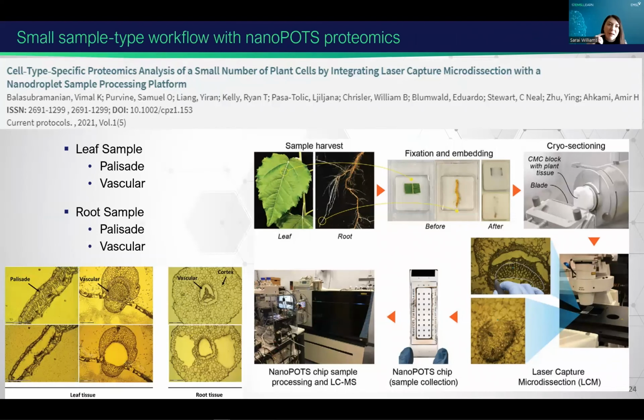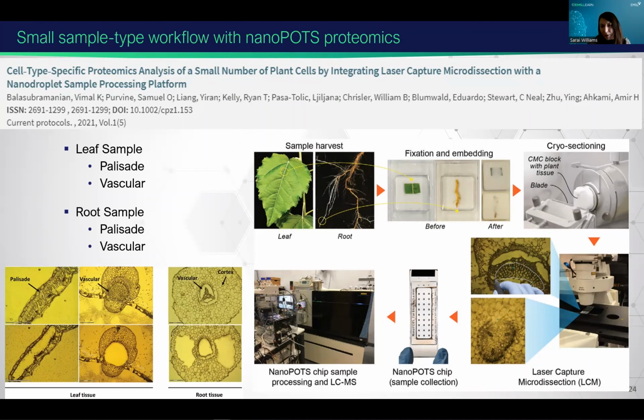Here is an example of a well-established single cell pipeline using popular plant tissues. This protocol was published in a methods paper if you'd like to read more about it. During this pipeline, we took two types of leaf samples and 2 types of root samples, and we were able to isolate the cells from here using cryosectioning and laser microdissection.